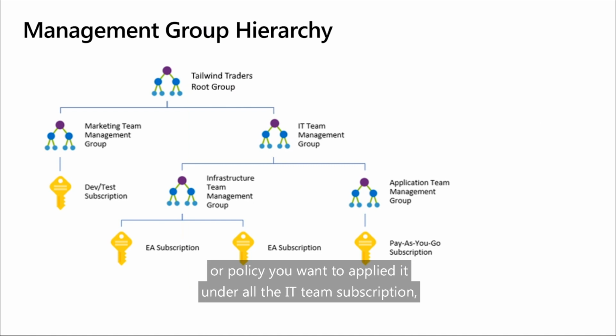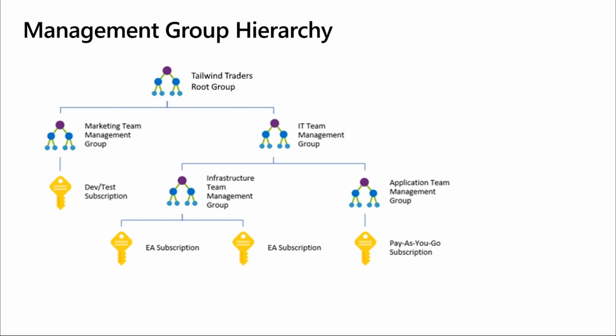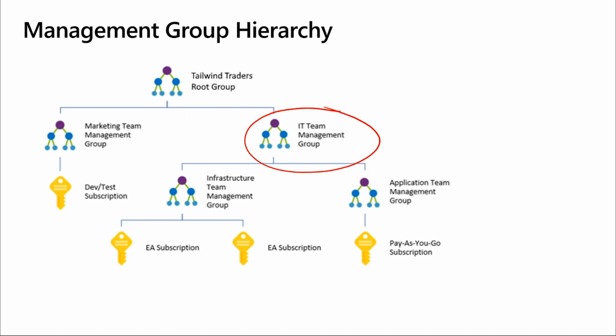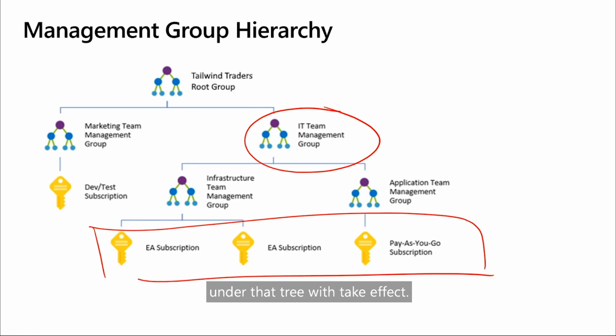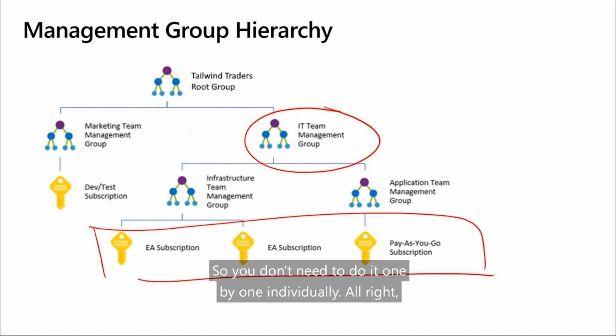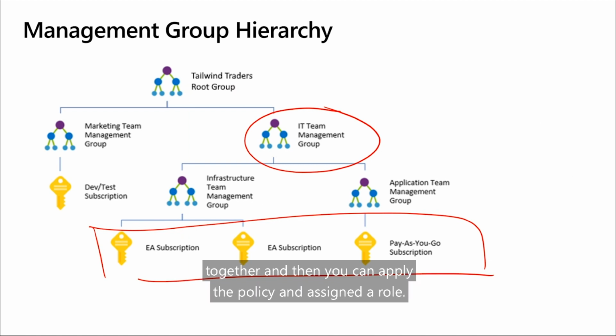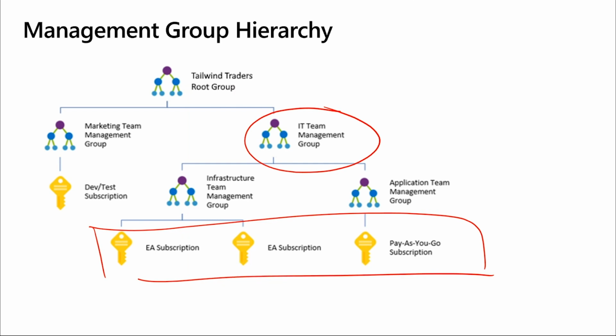So if we have a set of rules, or a policy, that you want to apply to all the IT team subscriptions, you can easily assign it to the IT team management group, and all the subscriptions under that tree will take effect. So you don't need to do it one by one individually. All right, so that's the concept: how you can leverage the management group to group specific subscriptions together, and then you can apply the policy and assign the role.